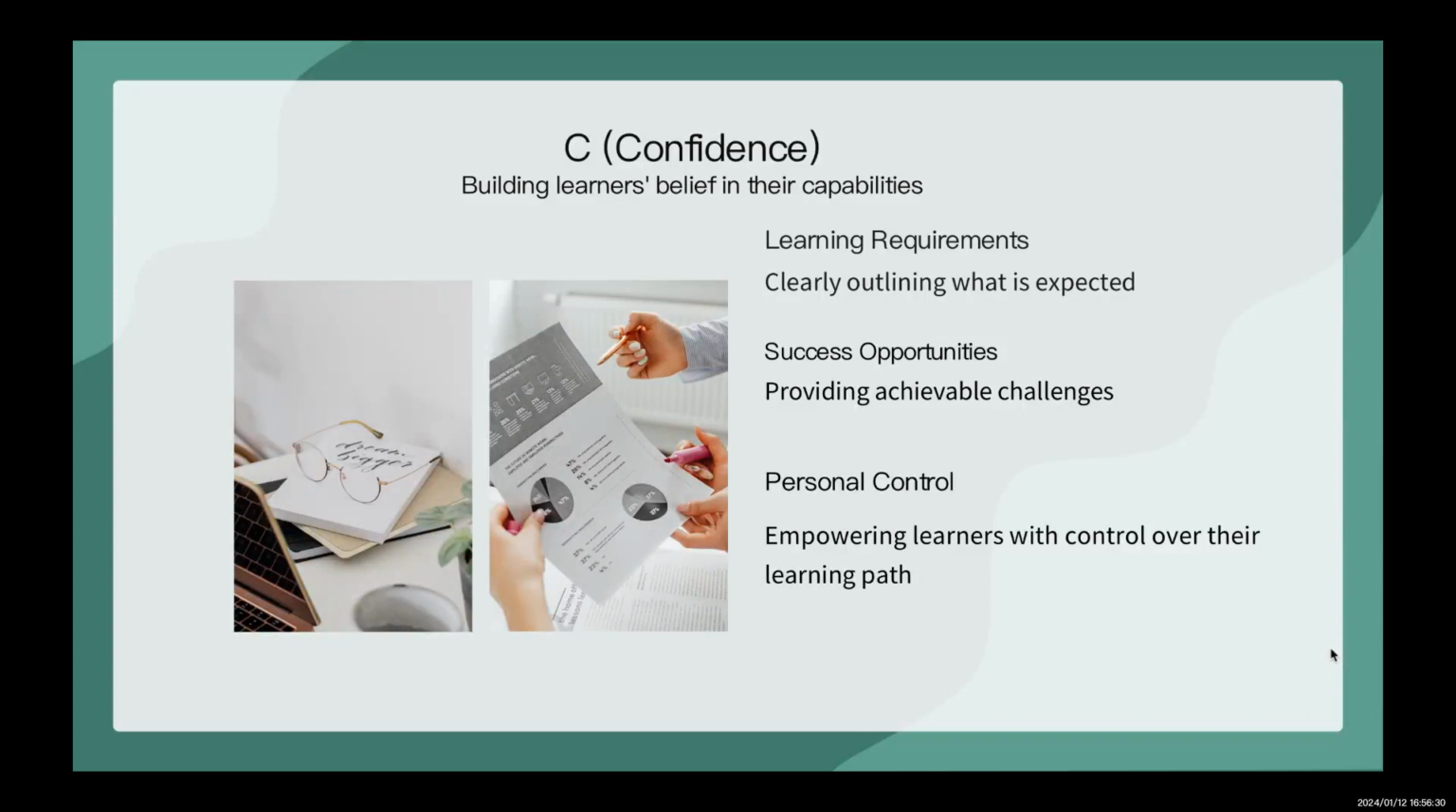The last one is personal control. It means empowering learners with control over their learning path. Okay, and personal control is also significant because in China, we have a very famous saying. It is said, if you don't have any control, you cannot succeed at all. So personal control or the teacher's control is very important, right?